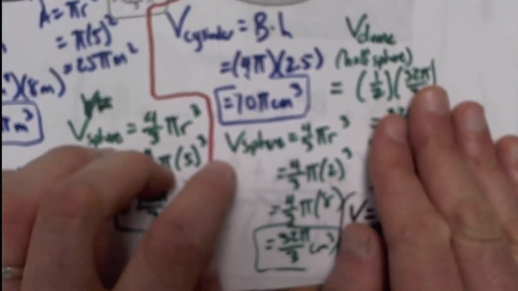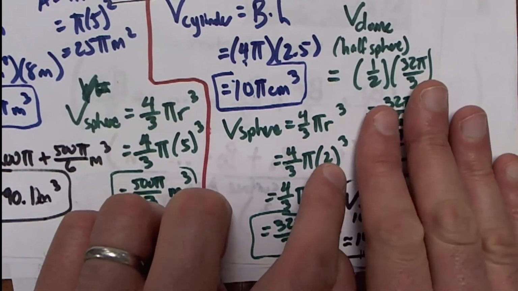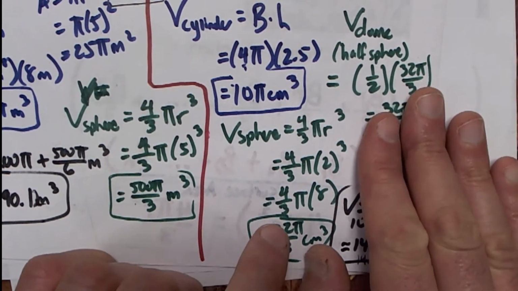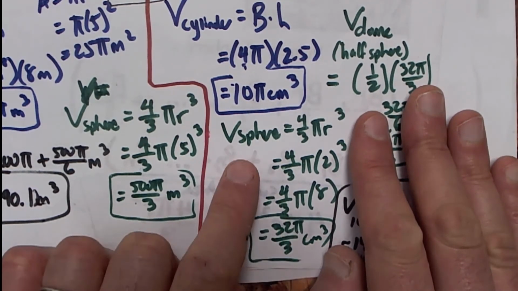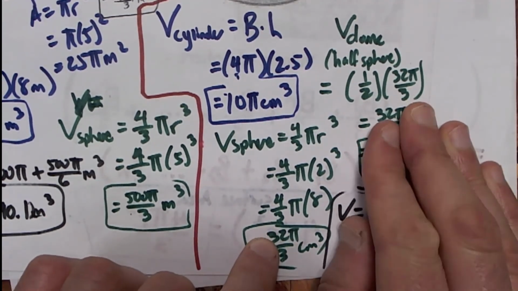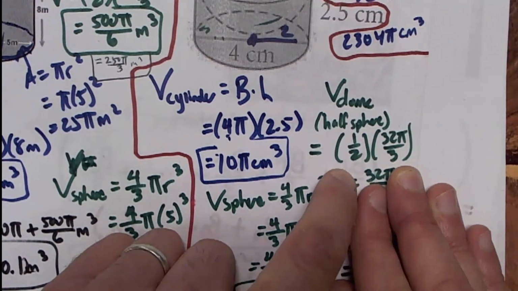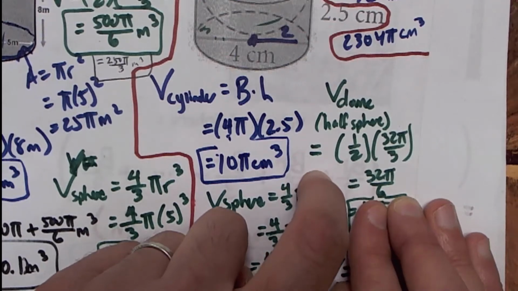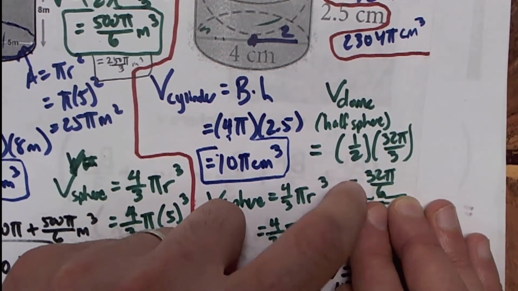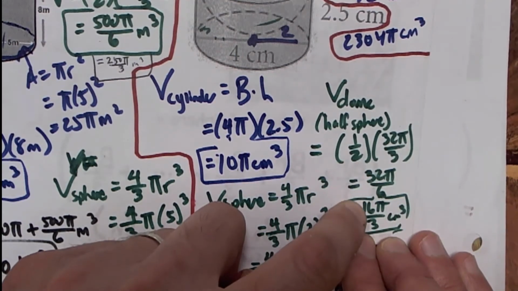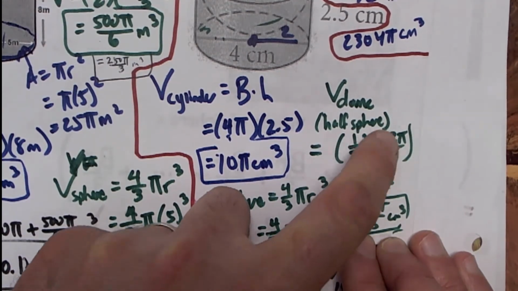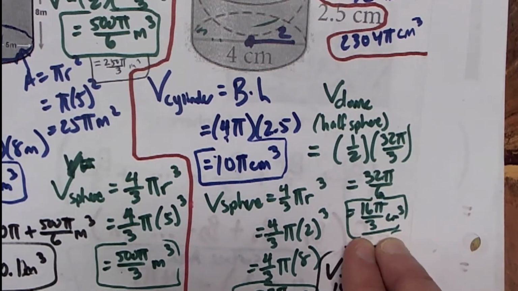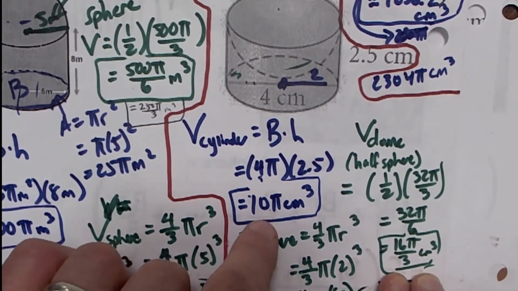The radius is 2, so 2 times 2 times 2, 2 cubed is 8. 8 times 4/3 is 32/3, right? So again, if it was a full sphere, it would be 32/3. However, I only want half of 32/3, so I want 32 over 6. You can simplify by dividing by 2 over 2 and get 16 over 3. So that's 16 pi over 3.